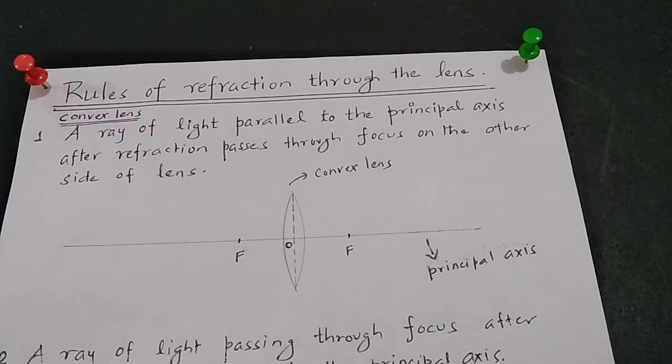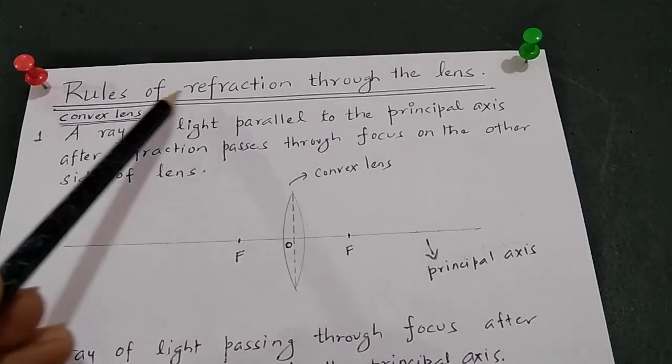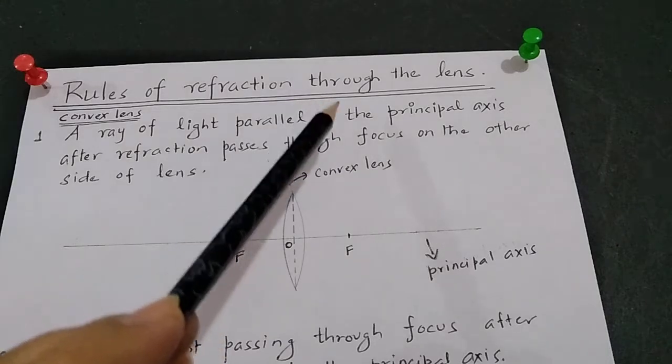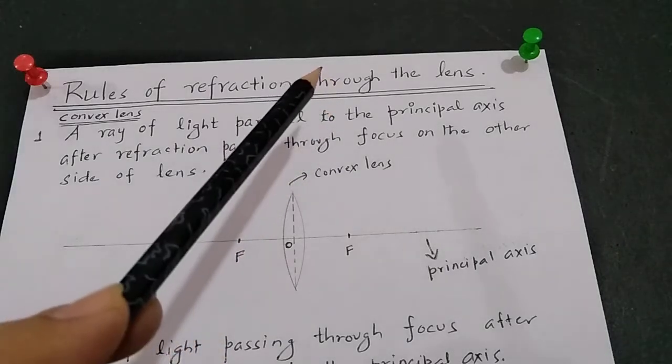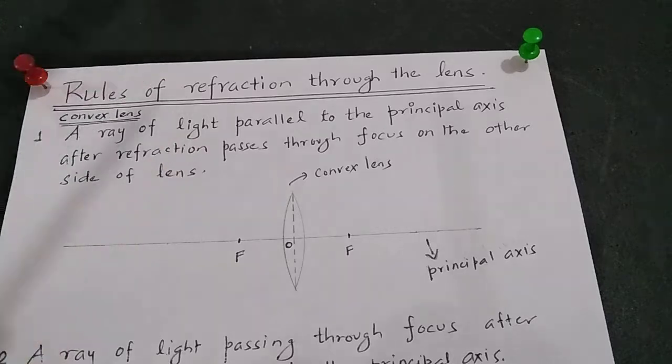Today we will discuss the rules of refraction through the lens. So what does rules of refraction through the lens mean? It means while we draw a ray diagram for a lens, we have to consider certain rules. Let's see what rules are set for the convex and concave lens.